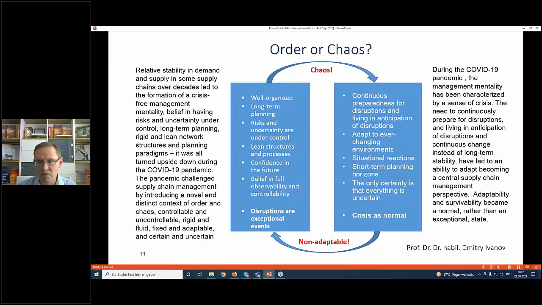So during the pandemic, we have seen that the paradigm changed from long-term planning to continuous preparedness for disruption and living in anticipation of disruptions. Right? So, adaptation to ever-changing environments, situational reactions, short-term planning horizons. This is what is characteristic of supply chain management now. And we can say the only certainty is that everything is uncertain. In pre-pandemic supply chain management, disruptions were considered exceptional events. And what we see now, and this is a paradigm change, is that crisis is considered normal.